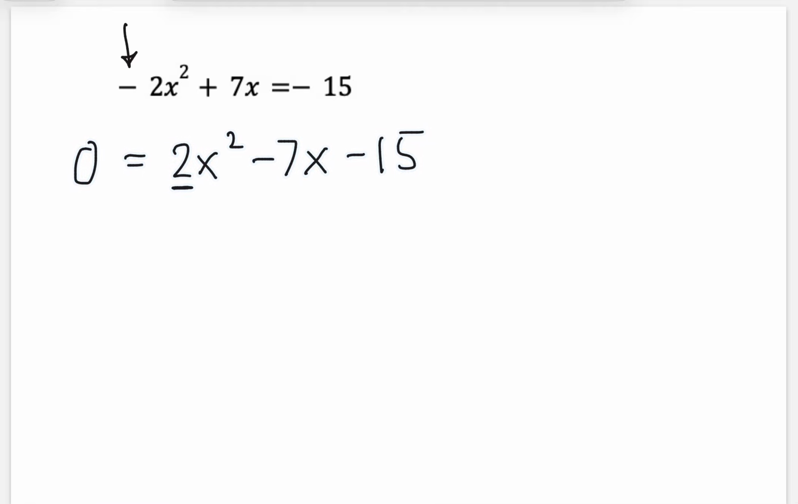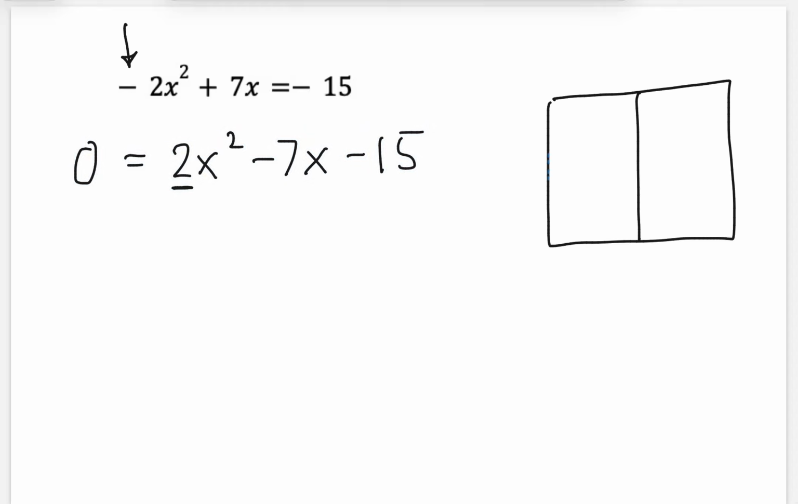The easiest strategy that I have found is the area model. So I'm going to make a 2x2 box. I'm going to put my first term, 2x squared, in the upper left, and I'm going to put negative 15 in the lower right. Then I'm going to multiply those 2 numbers together. If I multiply those 2 together, I get negative 30 x squared.